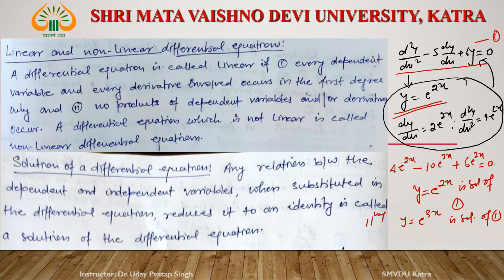In general, we can write y is equal to c1 e to the power 2x plus c2 e to the power 3x is the solution of the differential equation 1, which we call the general solution, where c1 and c2 are arbitrary constants. Whatever constants you choose for c1 and c2, it satisfies the differential equation. Okay, that's why this is called the general solution of the differential equation 1. Now what is the general solution, what is a particular solution, and what is a singular solution?